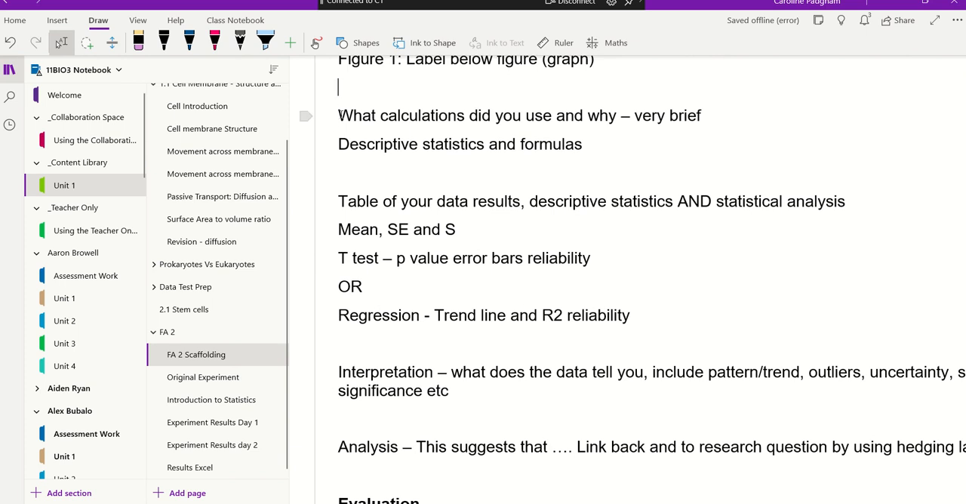You need to put a brief description of what you did. So, alright, the data was processed using Excel, ToolPak, whatever it is, to calculate the mean, standard error, standard deviation, and then a regression was done. Something like that. Brief description. Alright, you need a table.